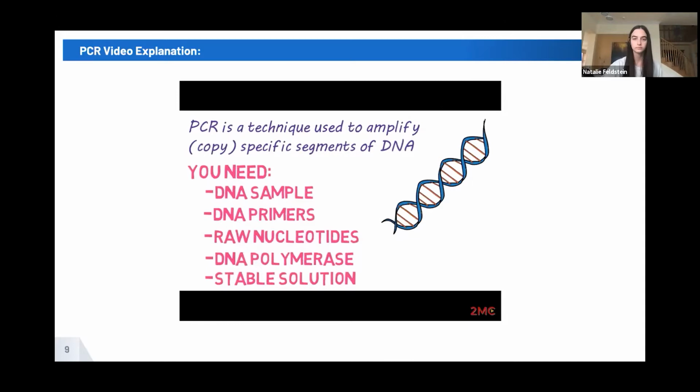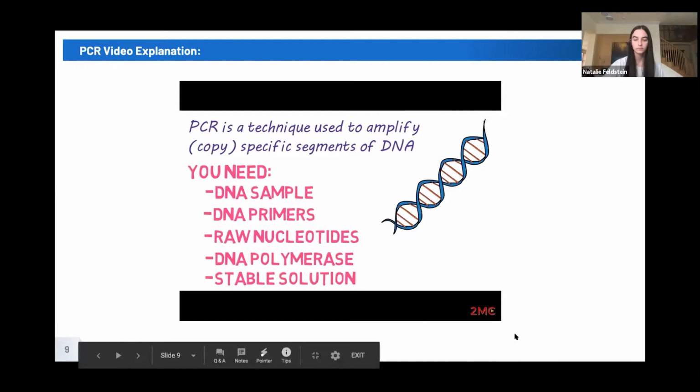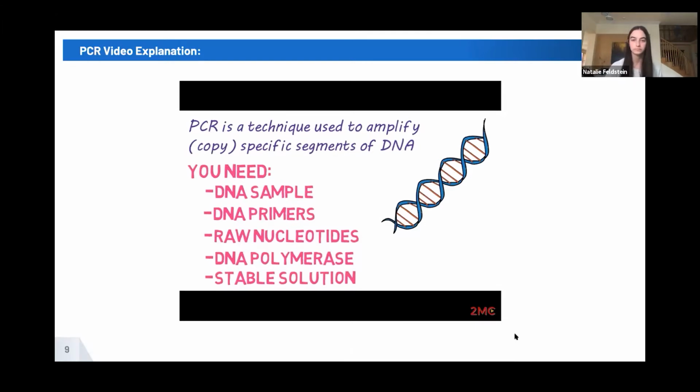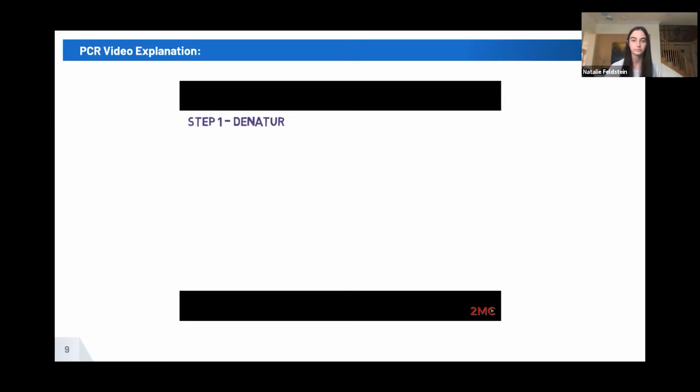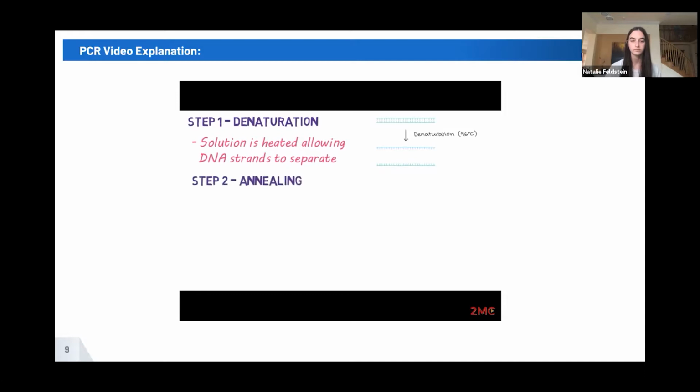Once all the ingredients are in, you run the solution through many temperature cycles until you reach the amount of DNA copies needed. There are 3 steps to this cycle. Step 1 is denaturation. The solution is heated, allowing complementary DNA strands to separate so that all the DNA in solution is single-stranded. Step 2 is annealing.